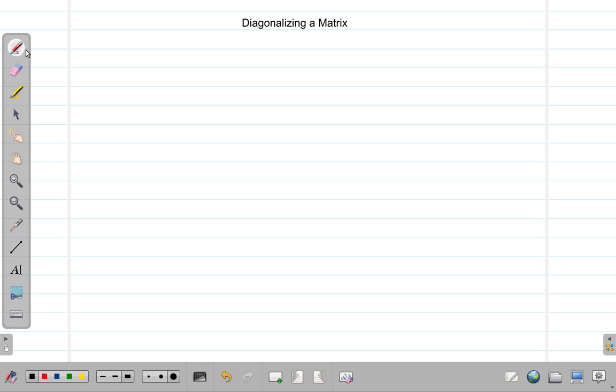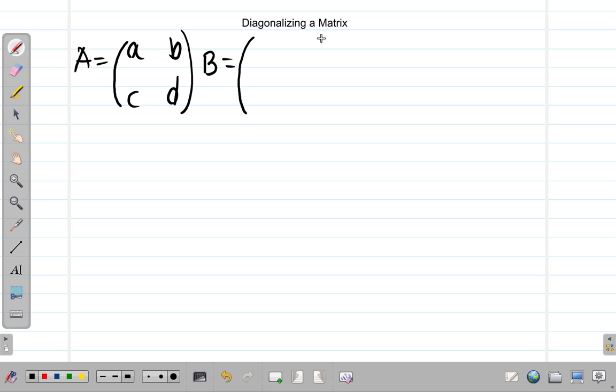Let us look at diagonalizing a matrix. Let's say you have this matrix A and it contains the elements A, B, C, D. And then you have matrix B, which contains the elements. Now, to get the elements in matrix B, you interchange the elements in the leading diagonals of A. So D comes up here and A goes down here.